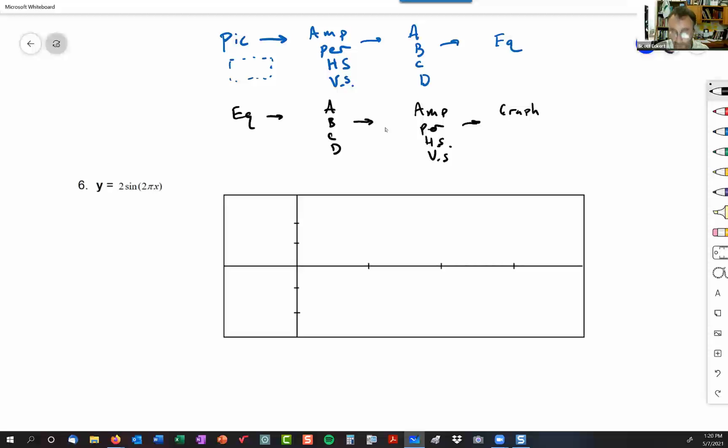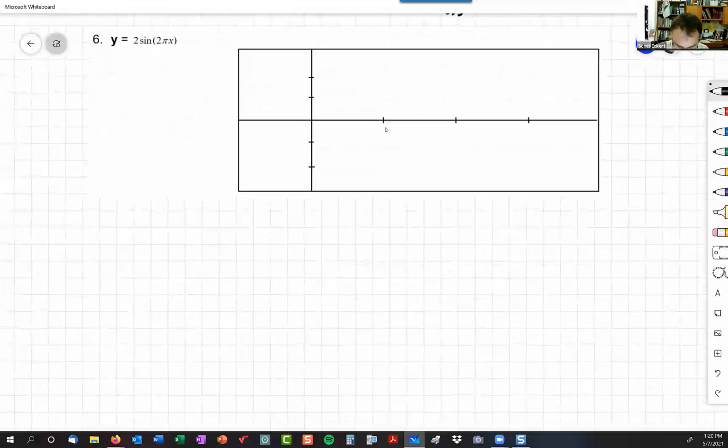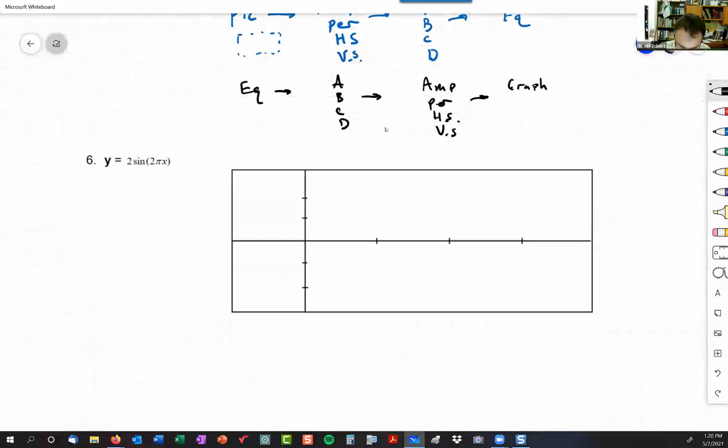Okay, so let's look at the equation. Let's write down all the A, B, C, D numbers, and that will help us build our, once we get amplitude, then we can build the box. And then we can graph what's in the box.